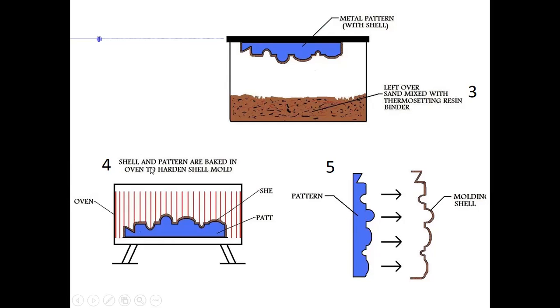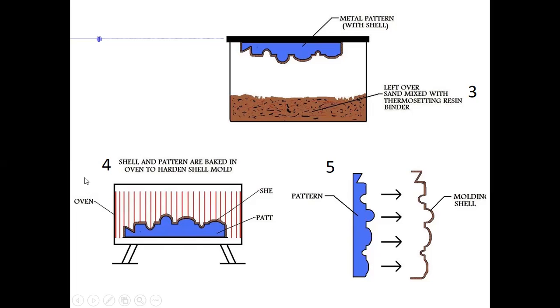The fourth step is the shell and pattern are baked in an oven to harden the shell mold. So that's an oven, right? You are now trying to bake it. Why? To harden the shell mold, because although the pattern was heated, the shell is not so hard now. How do you make it hard? You bake it, so that there is proper uniform mixing, right? If at all there was some kind of zigzag mix composition or contour, that will now be proper because of that baking. Basically application of some heat.